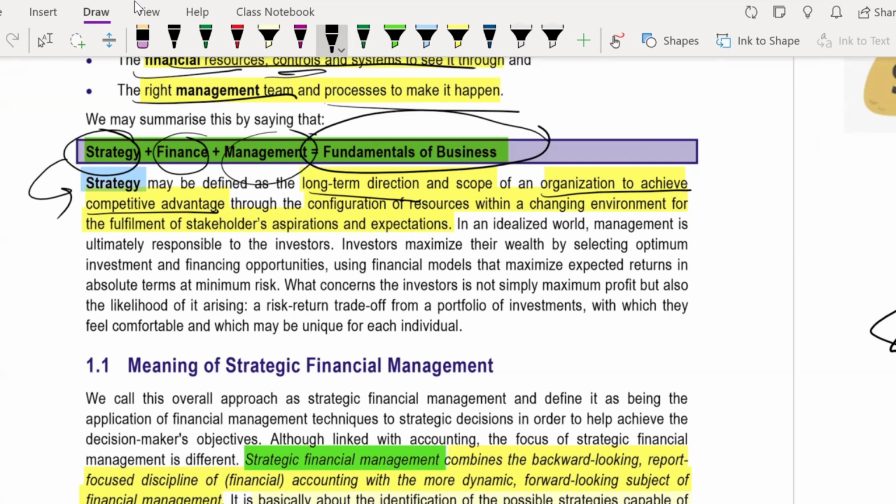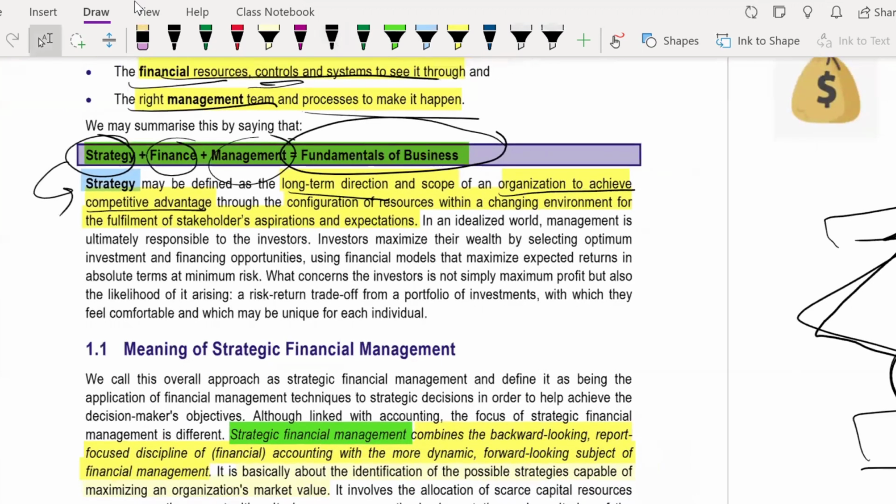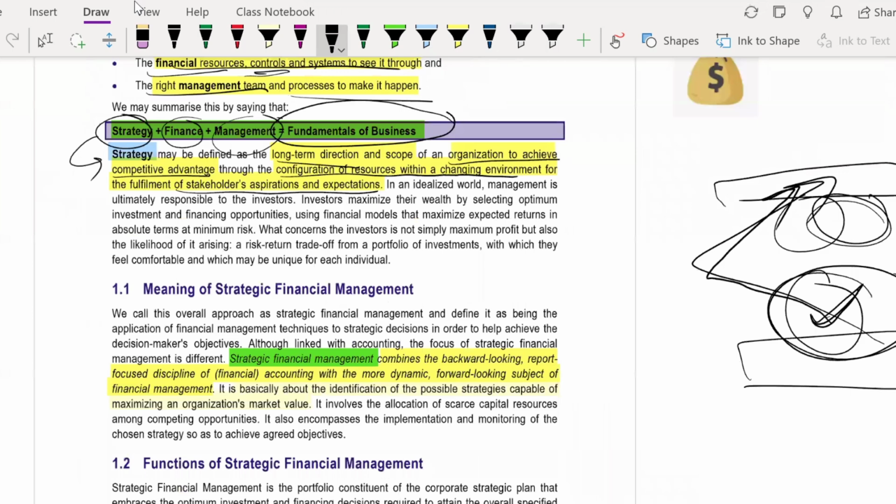quality products. Okay, so here what you would do to achieve this, you would configure your resources in such a way that even in this changing dynamic and competitive advantage, you are able to fulfill the stakeholders' aspirations and expectations. Okay, so this is what is a strategy.